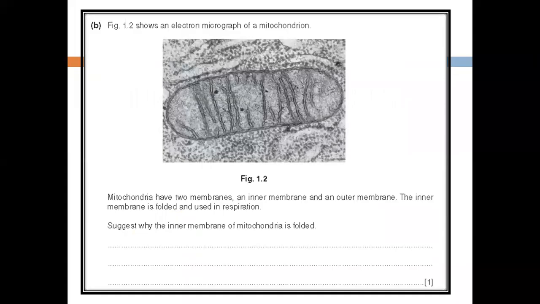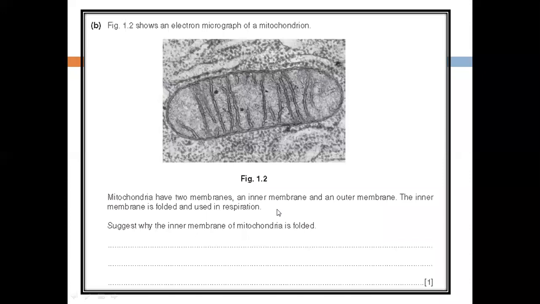Now come to our next question. Figure 1.2 shows an electron micrograph of a mitochondrion. Mitochondria have a double membrane structure: one is the outer membrane and the other is the inner membrane. The inner membrane is folded and refolded. You can see the outer membrane is smooth, while the inner membrane in the mitochondria is folded and refolded. Suggest why the inner membrane of mitochondria is folded.